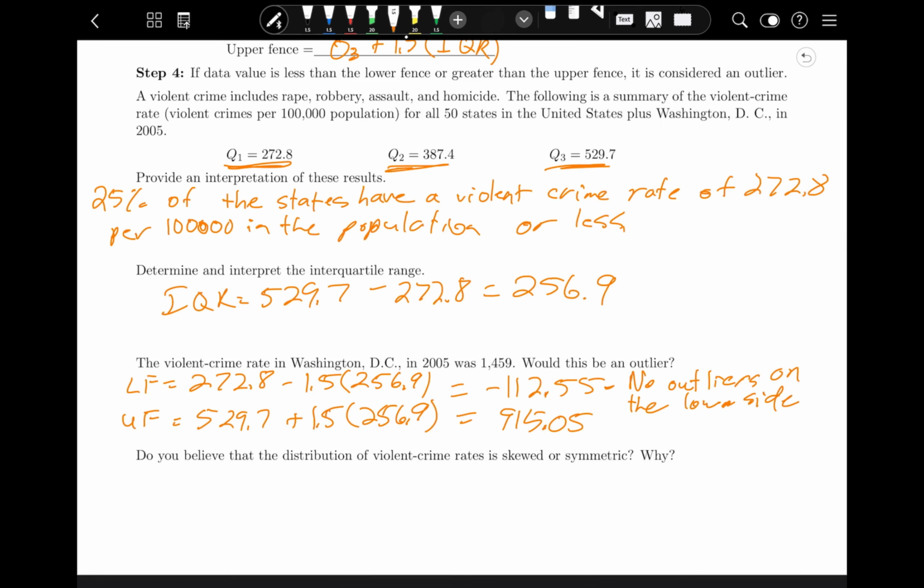And then the question is, well, is Washington, D.C. an outlier? And the answer to that part is yes, because 1459 is greater than the upper fence. So it's outside, therefore it's an outlier.